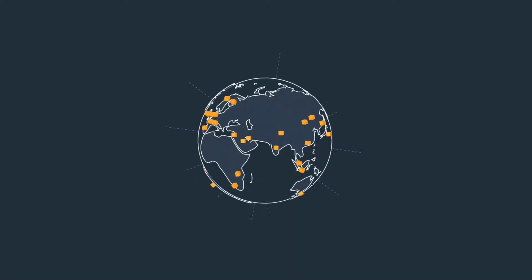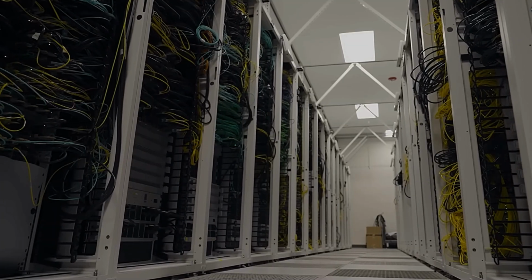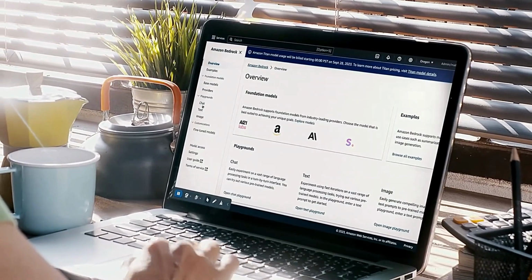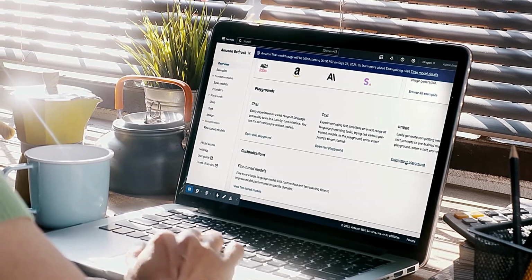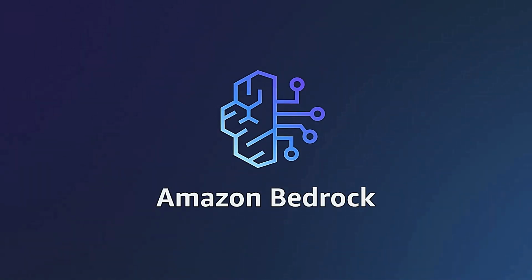CEO Andy Jassy recently revealed, in the past 18 months, Amazon Web Services, AWS, has released nearly twice as many machine learning and generative AI features as the other leading cloud providers combined, emphasis by author. The cloud leader also provides customers access to all the most in-demand generative AI models via its Bedrock AI.